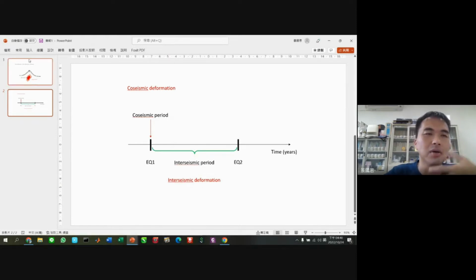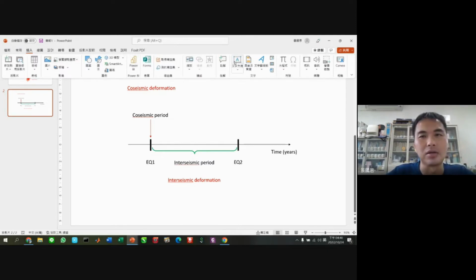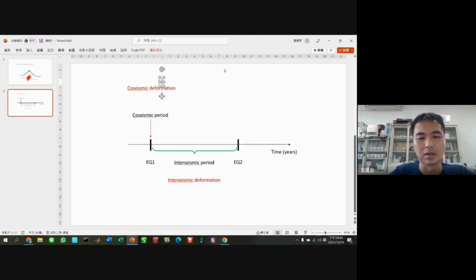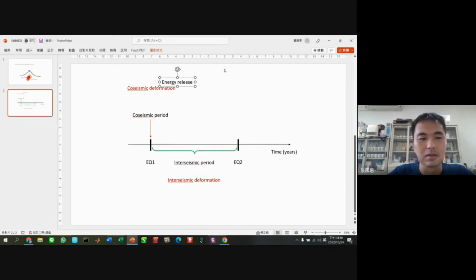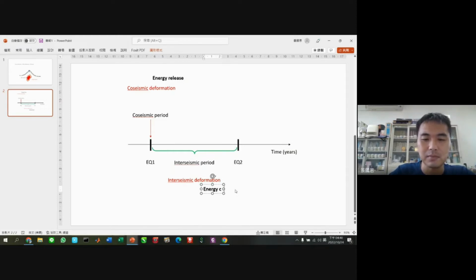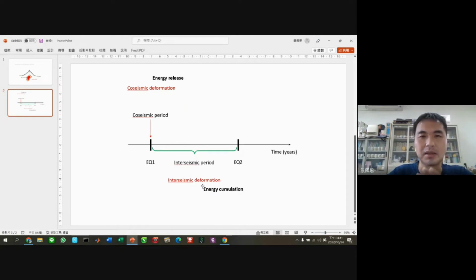So usually we could understand the energy released based on the co-seismic deformation. And we like to study the energy accumulation based on the interseismic deformation study. So those are the general ideas.